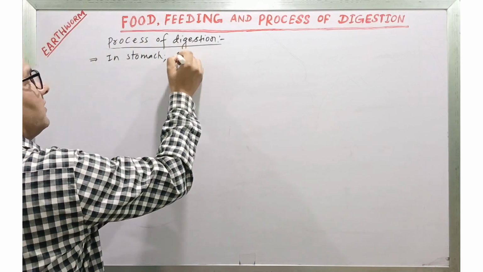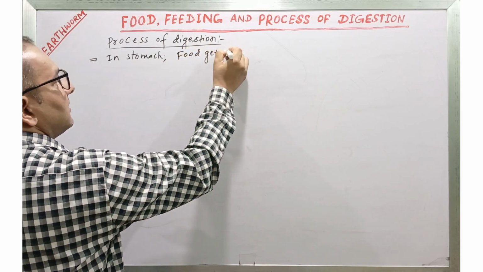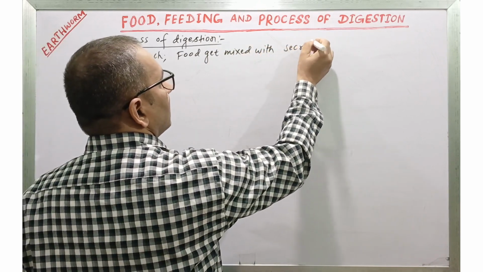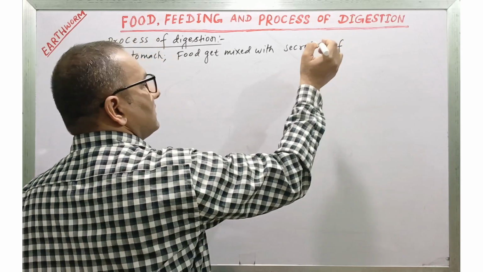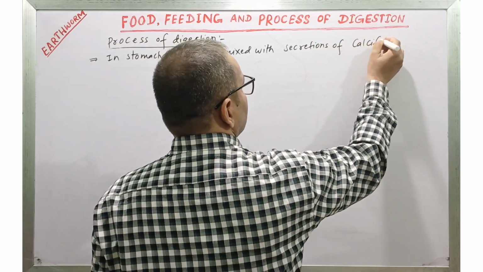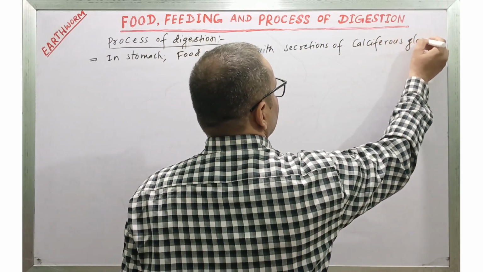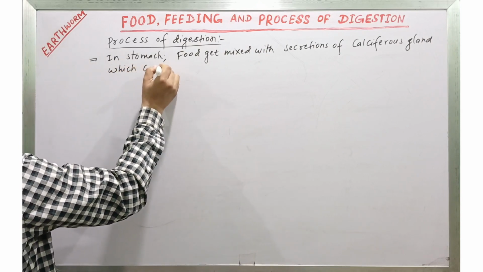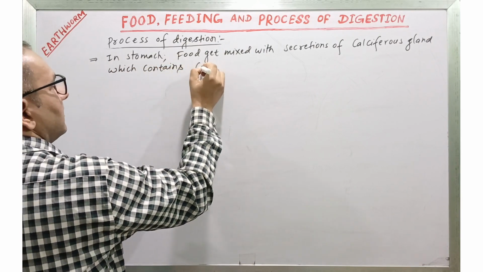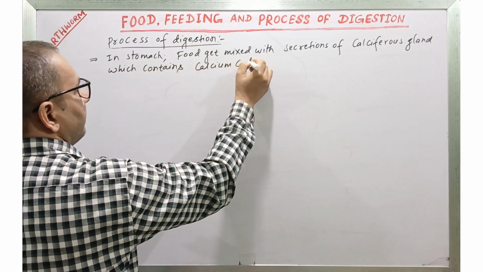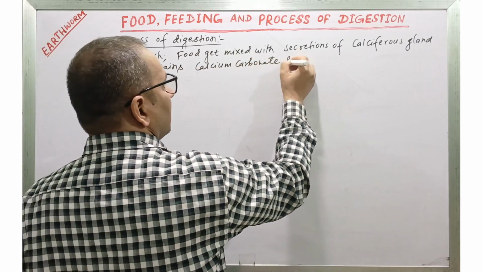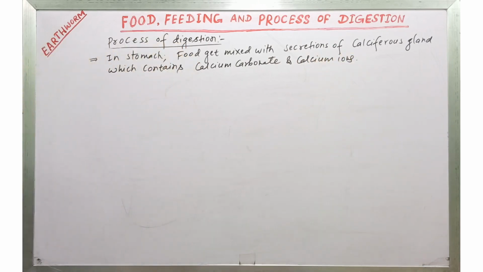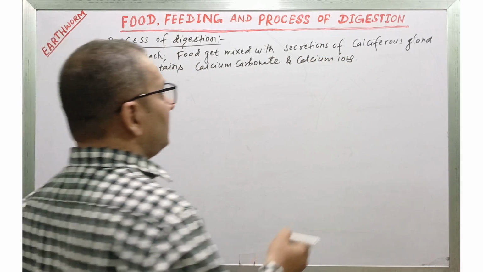In the stomach, food gets mixed with secretions of the calciferous gland, which contains calcium carbonate and calcium ions, and this calcium carbonate and calcium ions neutralize the acidic food.